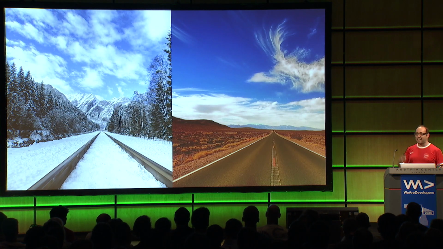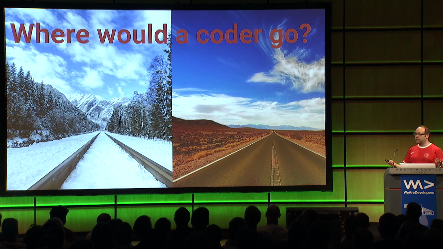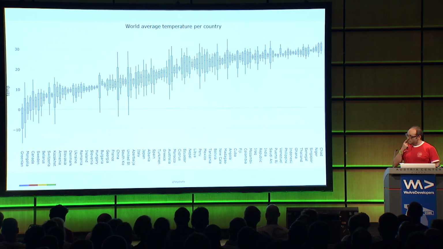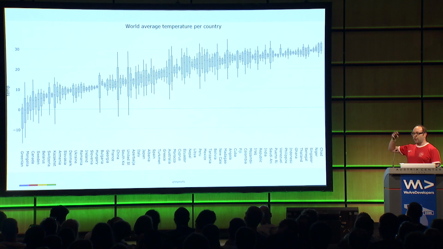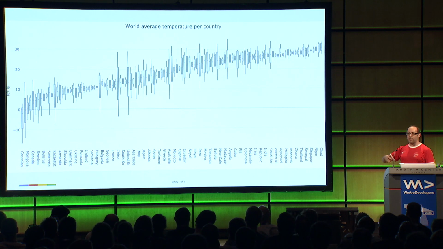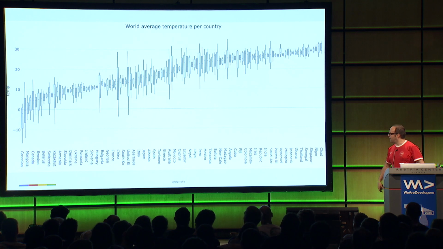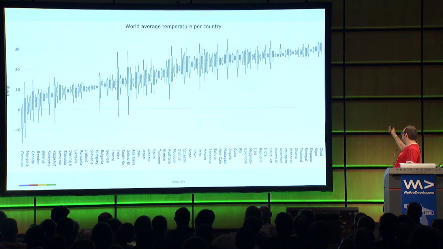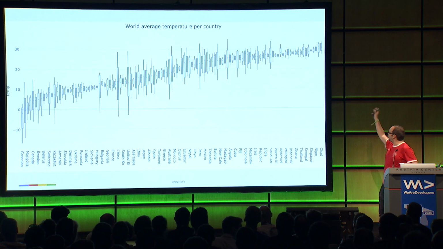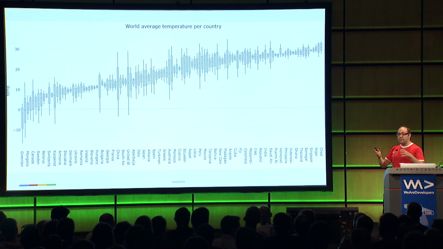Do we like cold countries or hot countries? Where would coders go? On BigQuery, I have every day's weather for the whole wide world. So I took every station, and I averaged it per country. So you can go from Greenland, Mongolia, and Canada there to Singapore, Senegal, Chad on this other side. And it kind of makes sense.